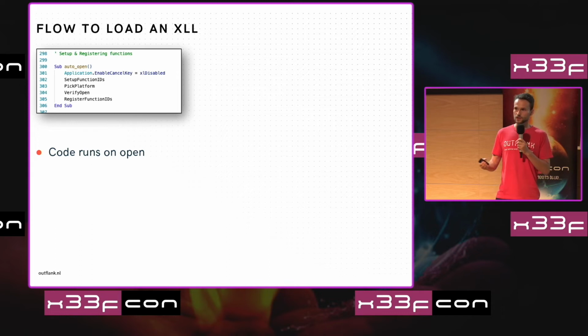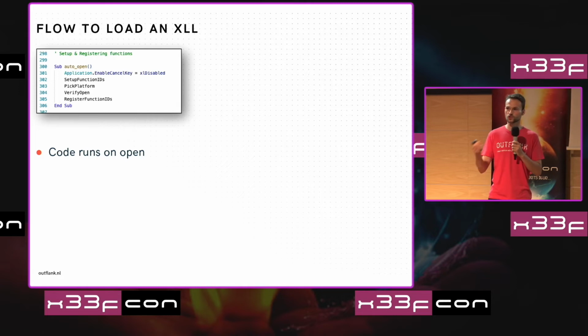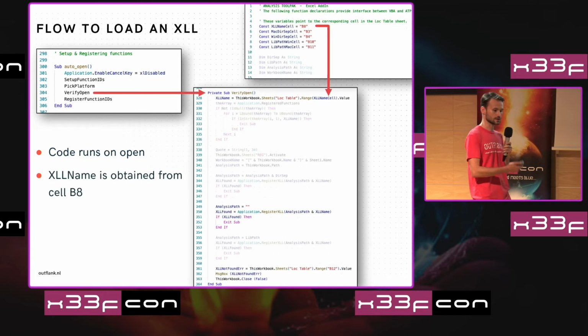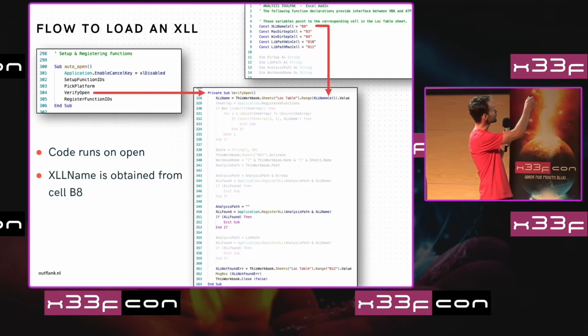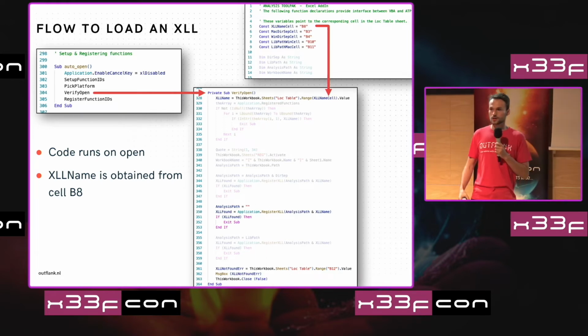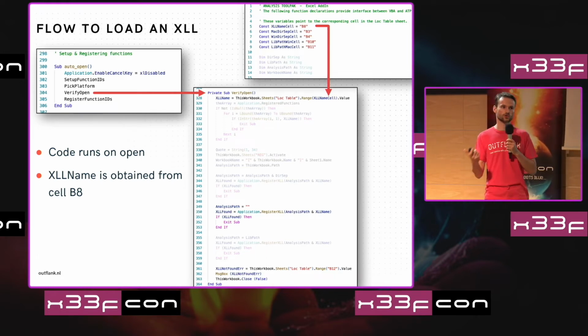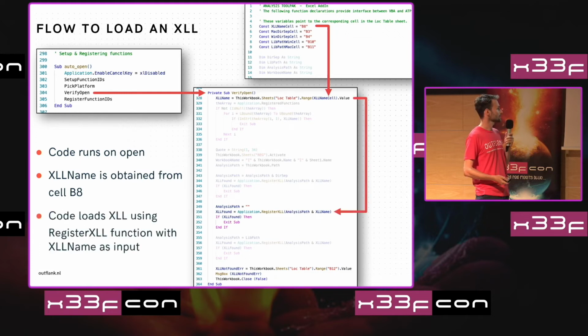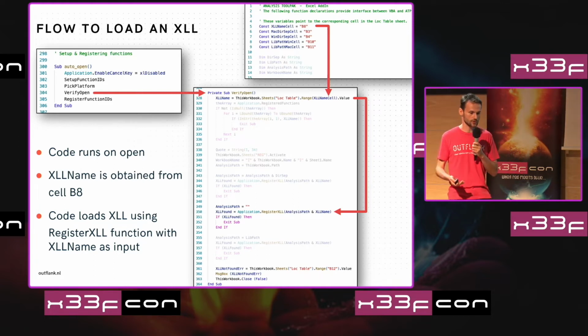So how is an XLL being loaded then? How is this XLL name being consumed by the rest of the VBA code? We already figured out that the code runs on open, and then after the pick platform function, the verify open function is being called. The cell value is being stored in a variable called XLL name, and then later being consumed by this function called register XLL, pretty much without any input validation whatsoever.